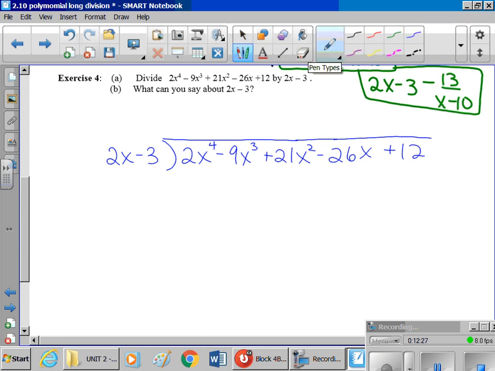So remember, I need a 2x to the 4th right here. So what do I have to multiply by? X to the 3rd. So make sure you do both terms. So x cubed times 2x is 2x to the 4th. So you did this times this. And now you're going to do this one times this. So are we understanding? So the next one's going to be minus 3x cubed.